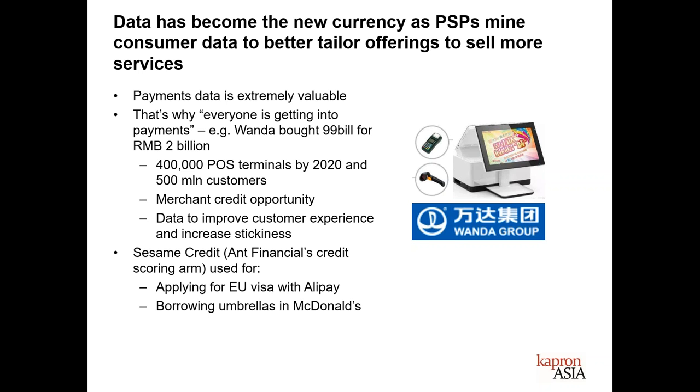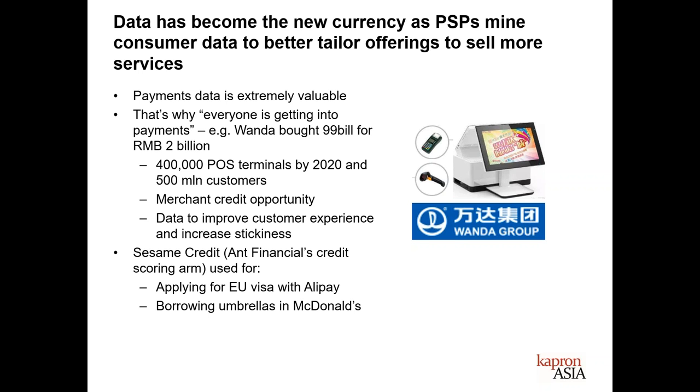And there are some very interesting use cases of how these companies use payments data in other areas. For example, Sesame Credit is the arm of Ant Financial responsible for credit scoring. Basically, they collect payments data and then assign credit scores to their users. And using Sesame Credit scores, consumers can apply even for things such as visas. For example, they can apply for European Union visas with their scores and obtain them more easily. Also, which is especially new, consumers here in China can use their Sesame Credit scores at McDonald's to borrow umbrellas.